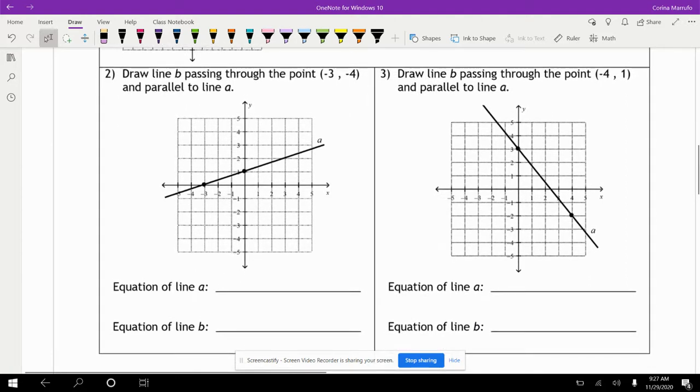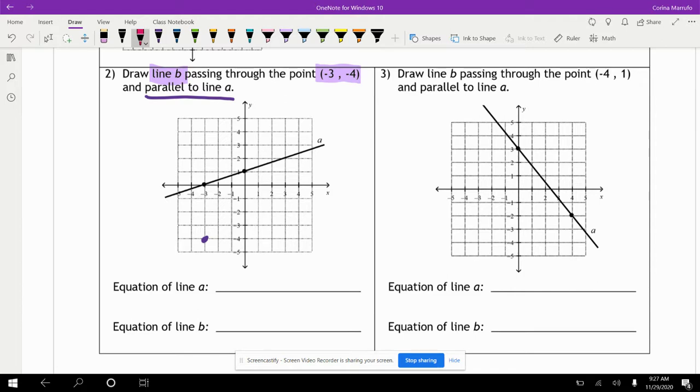All right, so it says draw line B passing through the point -3, -4, and is parallel to line A. So they want us to draw this line, line B. They tell us it has to pass through this point, so I'm going to go ahead and graph this point. So -3, -4 would be down here. And then it says that it has to be parallel to line A. So in order for it to be parallel to line A, it has to have the same slope.